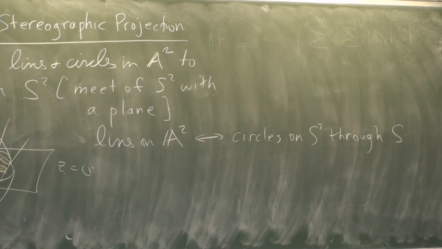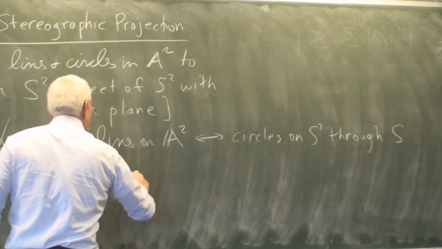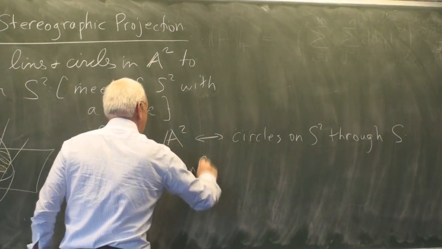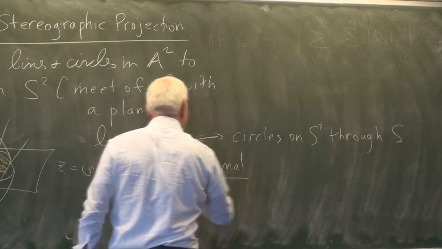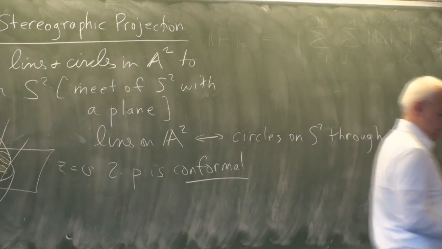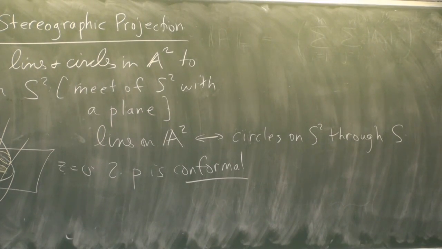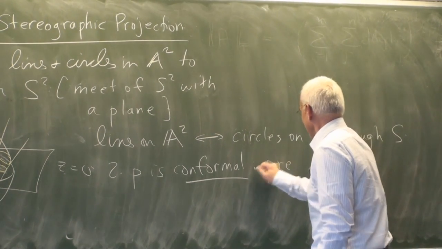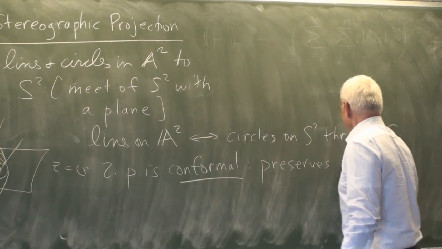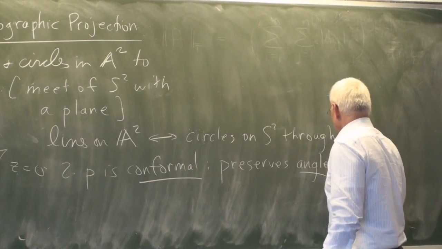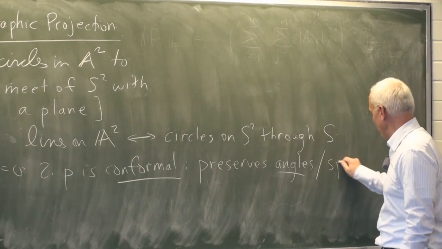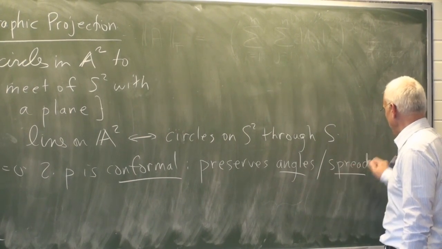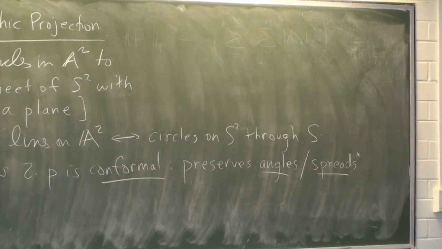So that's a very, very important property. The second property is that P is conformal. What does that mean? It means that it maintains angles, or better yet, it maintains spreads. So it preserves angles, or the rational geometry equivalent of angles, which are spreads. Of course, spreads are much better, but you can think angles too. So what does this mean?